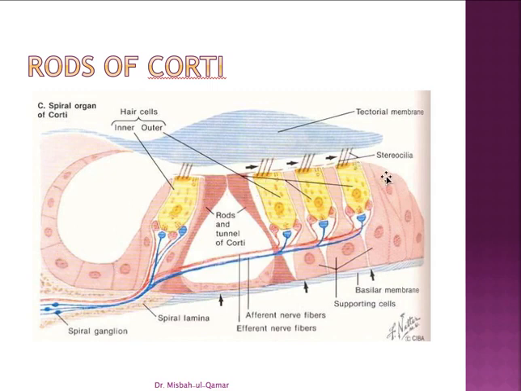So when this moves, the basilar membrane moves up and down, and it will cause the movement of the stereocilia sideways. And when the stereocilia move, that movement results in the generation of electrical signals. Now, once the signals are generated, how are they carried to the CNS?